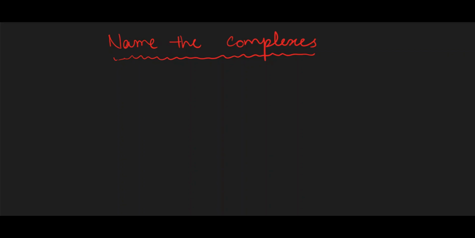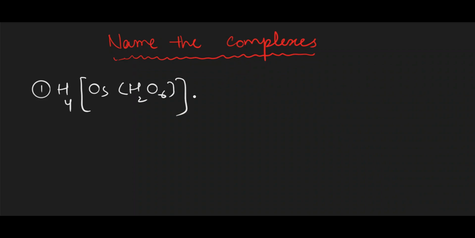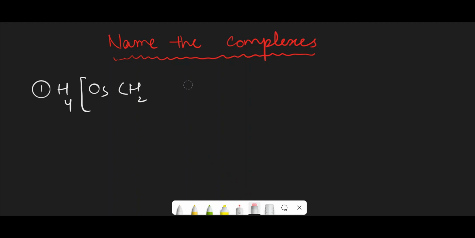Today I'll be naming a few of the most important complexes, and I recommend you to please pick up your pen and start naming the complexes along with me. So the first complex that I'll be naming is hydrogen and osmium, water. It's actually hexa aqua, so I have to write it outside the bracket.